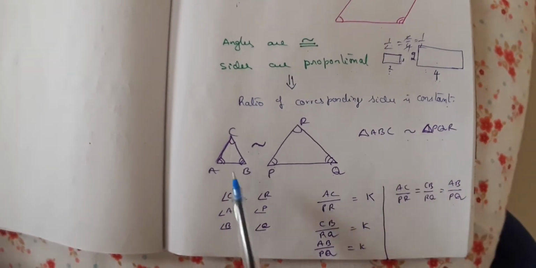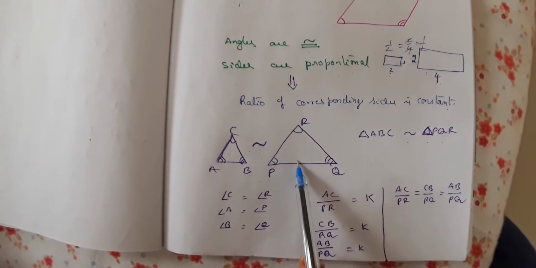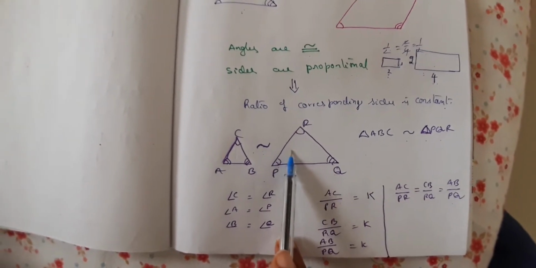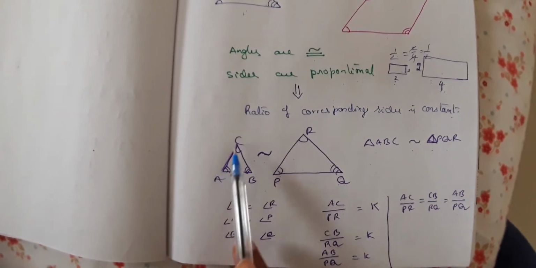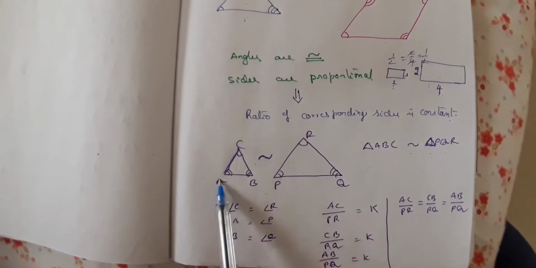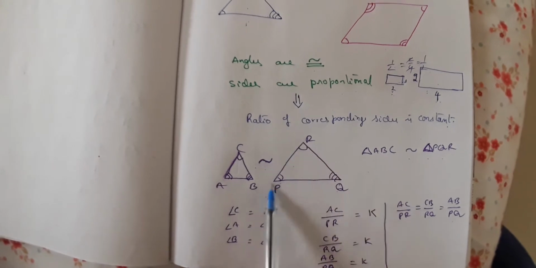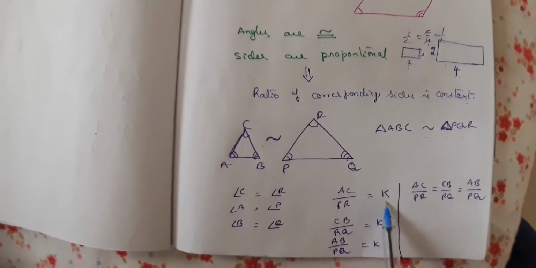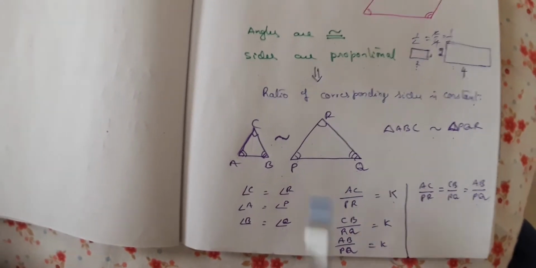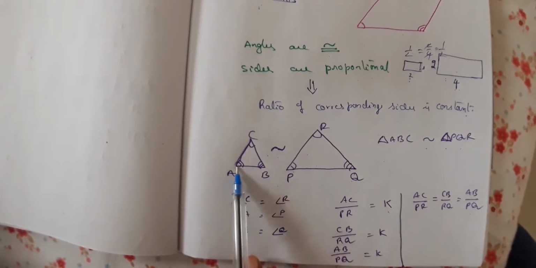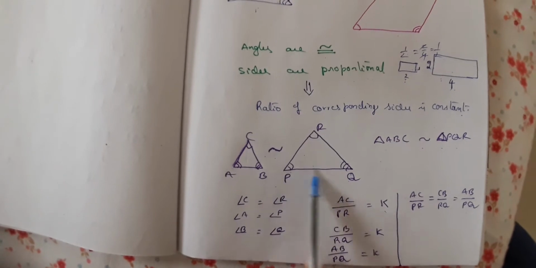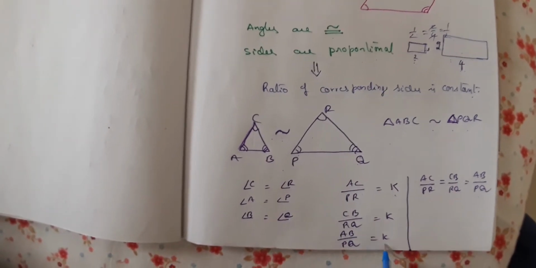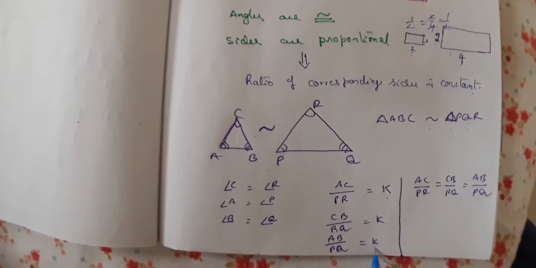Okay. And when they are similar, what is the other rule that we have? The ratio of the corresponding sides should be the same. See, that means suppose if I take AC, what is the corresponding side of AC? PR. So if AC by PR is some constant K, then AB by PQ, where AB is the base and here the base is PQ, should also give the same value K.